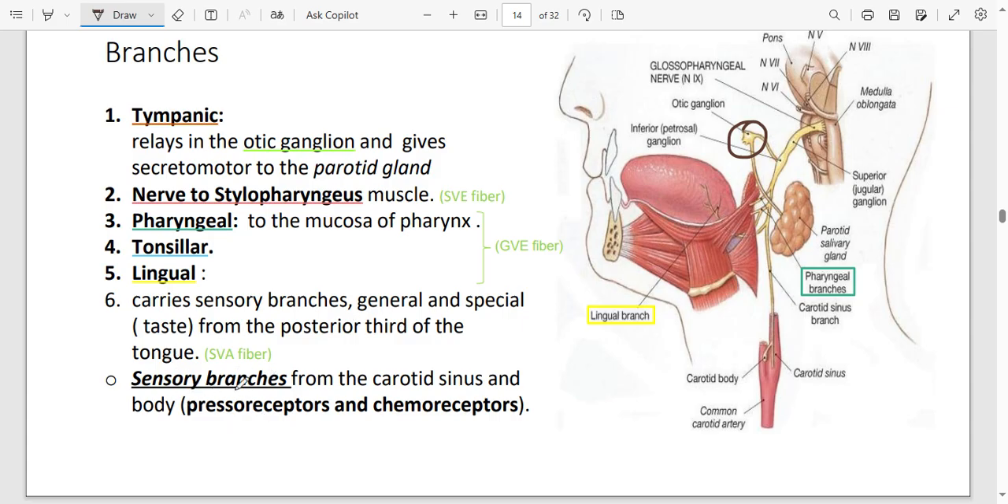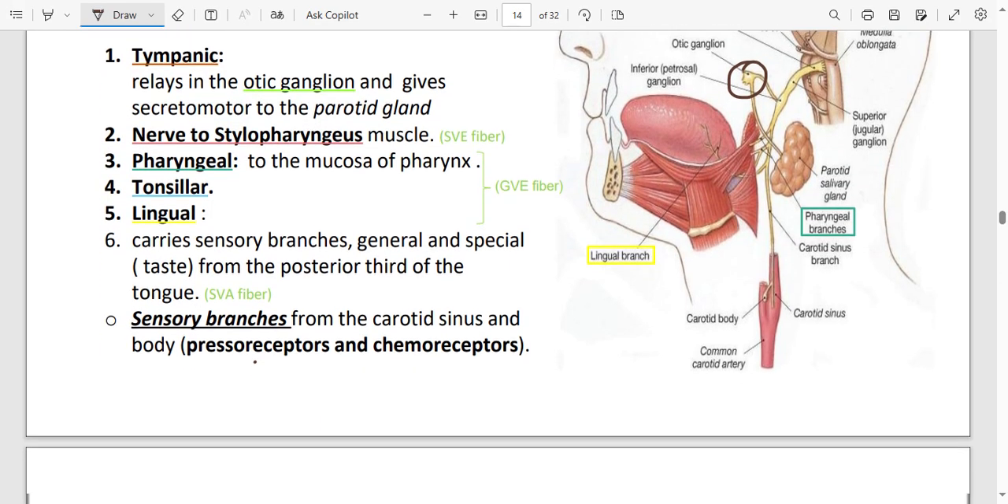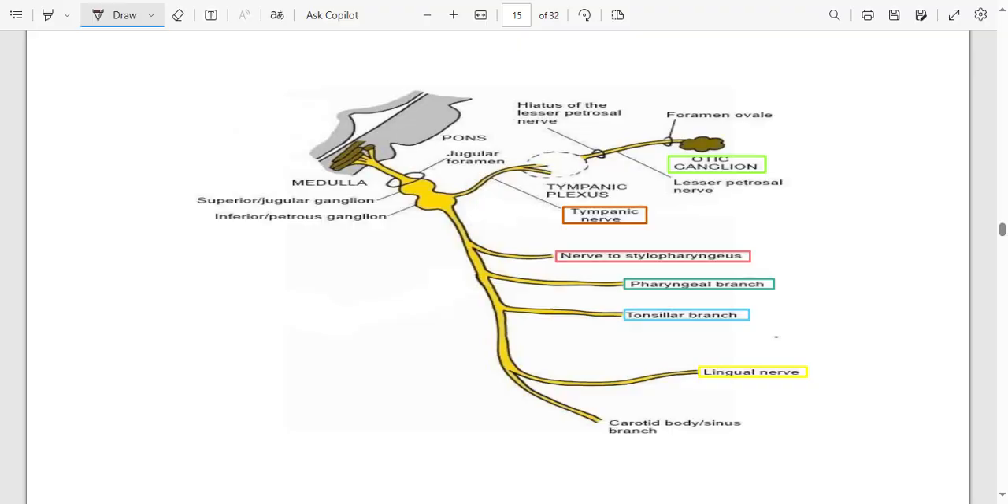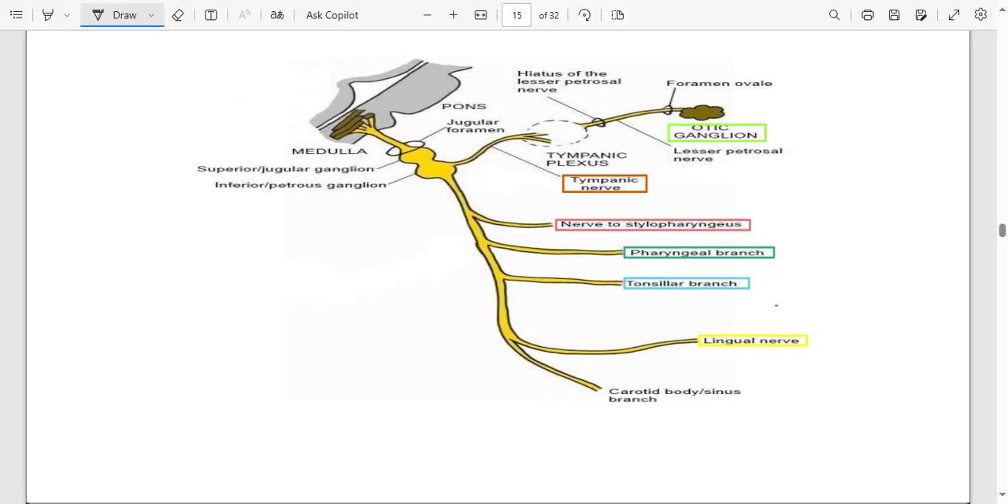And then you also have some sensory branches from the carotid sinus and body. These ones are chemoreceptors and baroreceptors. So they'll be able just to detect changes in chemicals. These are sensory to the carotid sinus. Remember, carotid sinus, the carotid body will pick up these changes in chemicals. And these are the branches which are shown here.